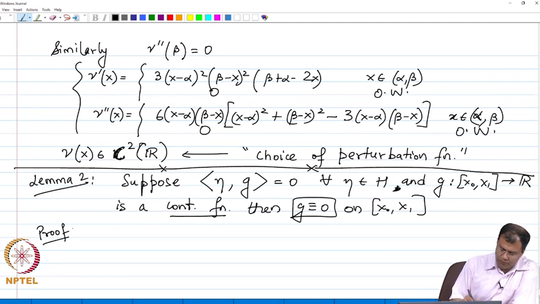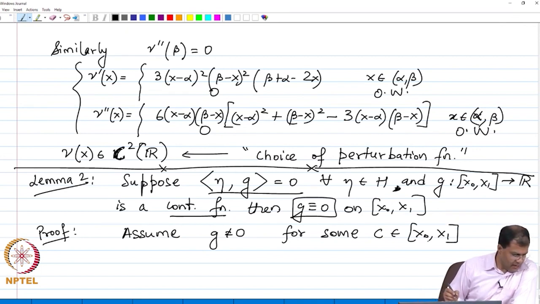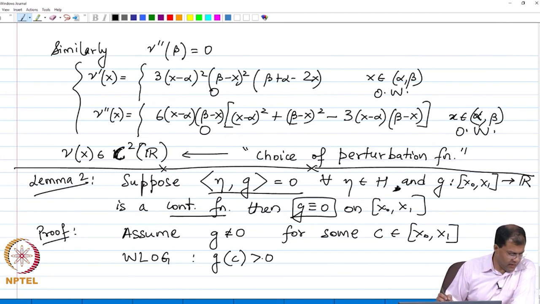Again, the proof is very straightforward. Once we have shown the result in the first lemma, the second result is very straightforward. So, without loss of generality, we assume that this holds, but g is non-zero, and we will show a contradiction. To do that, let us say that g is non-zero for some point c in the interval x 0 to x 1, and then without loss of generality, let us further assume that g of c is positive. We could always assume g of c is negative, it does not matter.